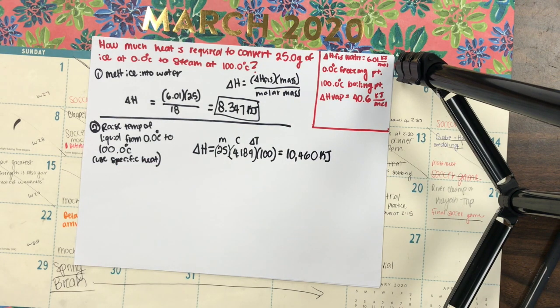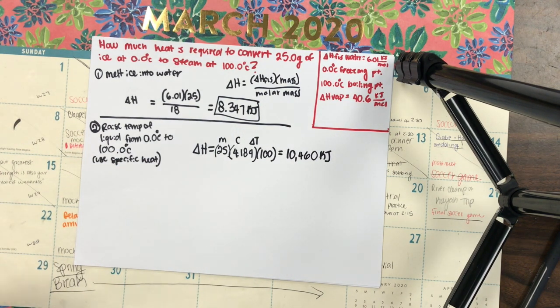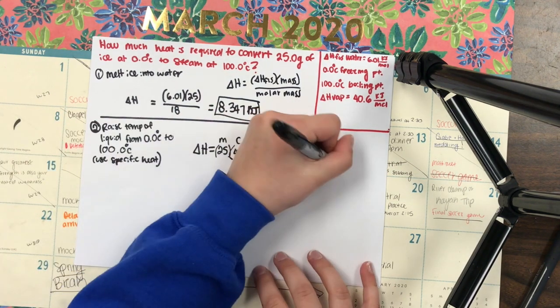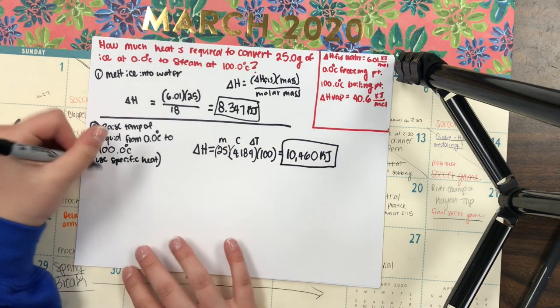Remember, this shouldn't be surprising that it takes more energy. The higher state of matter I get to, the more energy it takes to change things. So now I've raised the temperature of the liquid. This is how much it's going to take to raise the temperature of the liquid from 0 degrees Celsius to 100 degrees Celsius. All right.